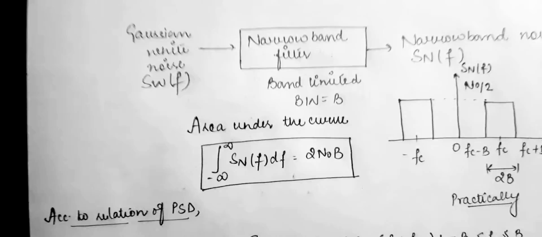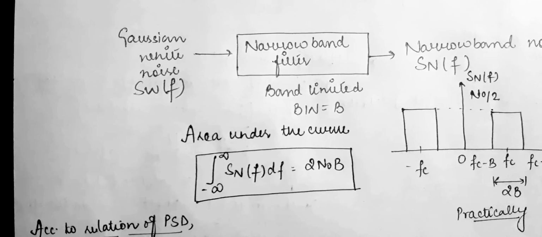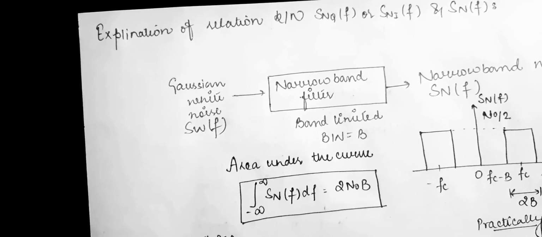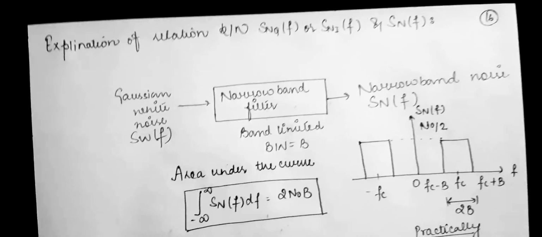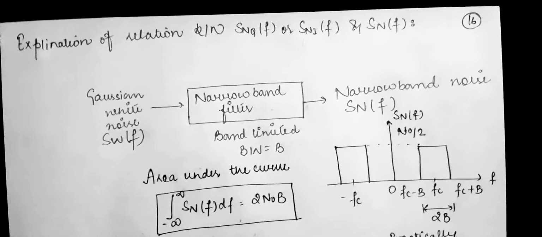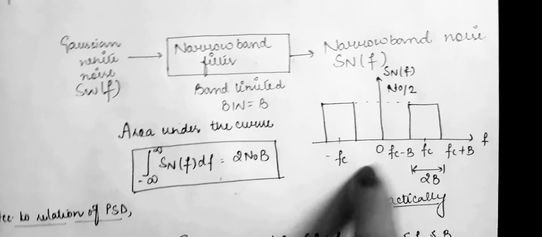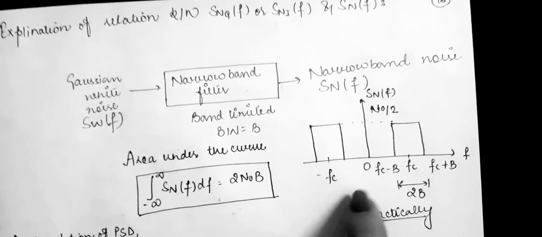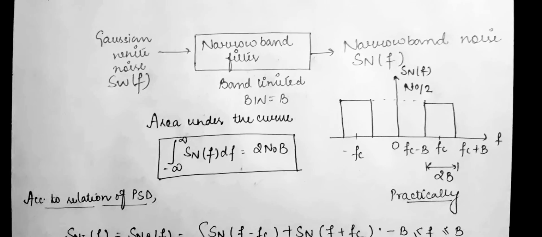So here we have considered the Gaussian white noise, denoted by S_W(f). Now it is passed through a narrowband filter that has a bandwidth of B. So at the output we'll get narrowband noise having the power spectral density S_N(f). Here we can see the power at origin will be N0 by 2.